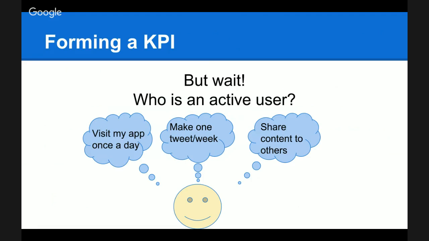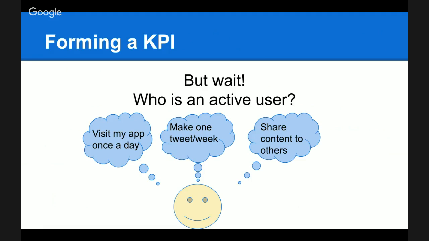So I need to ask myself, who is my active user? Back to our global Twitter example, I'm in the early stages of Twitter. I can say to myself, an active user is somebody that visits either my website or my mobile app once a day. I could say an active user is somebody who does one tweet per week. Or I could say an active user is anyone who is going to be retweeting or sharing content with others in any sort of scale or number, right?